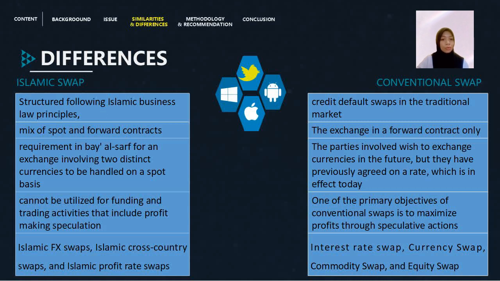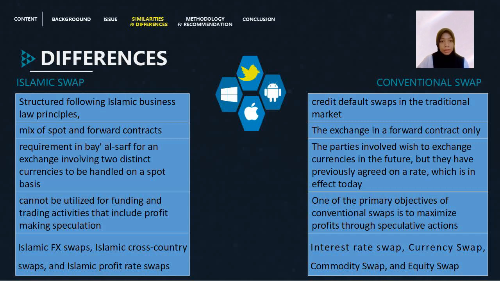Third, in Islamic swap, it must include the requirement in bai' as-sarf for an exchange involving two distinct currencies to be handled on a spot basis. As a result, it is done on a forward basis, where the contract is signed today, but the exchanges take place later, which is on the date of maturity.